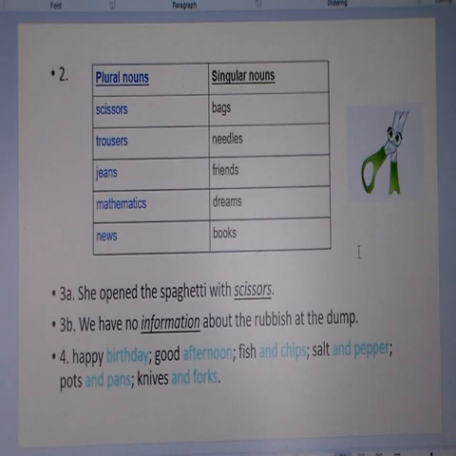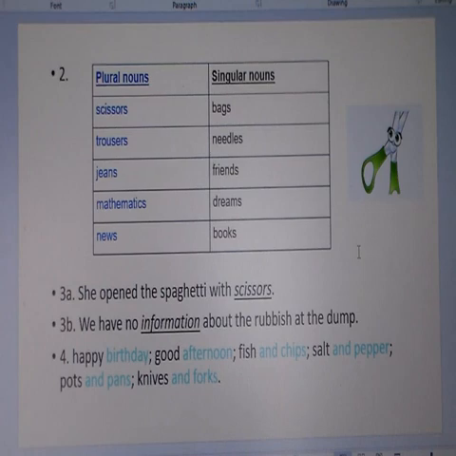Question 2, another one, plural and singular nouns, where we've done this before as well in previous lessons. Your plural nouns are nouns that have only a plural form. They cannot be written in the singular form. Scissors, trousers, jeans, mathematics, news. Remember, I told you, if you are Afrikaans speaking, lots of time we ask someone, how do you like my jean? That is not correct, boys and girls. Jeans only has a plural form.